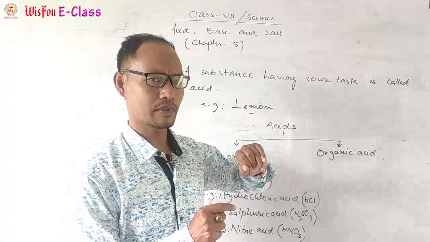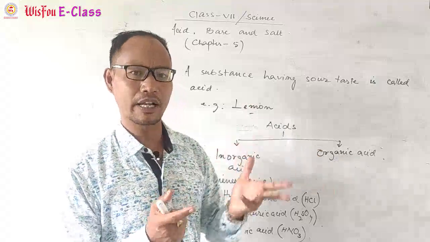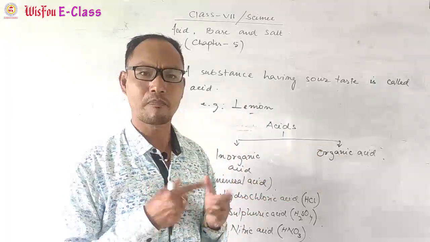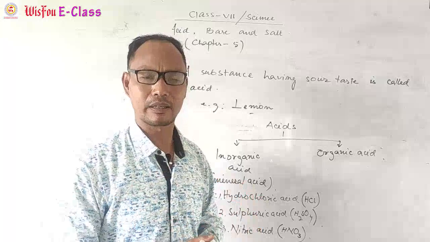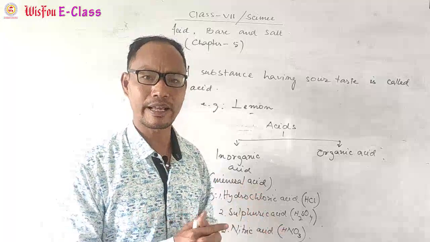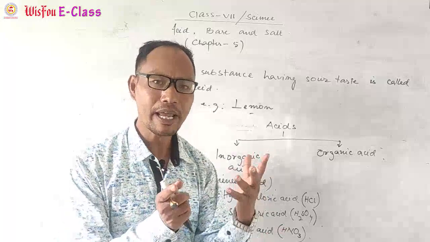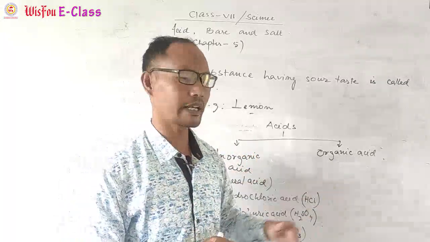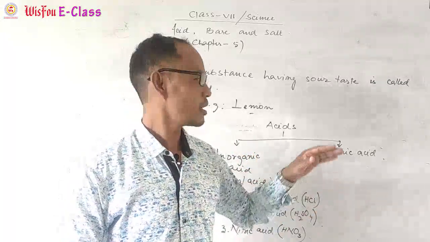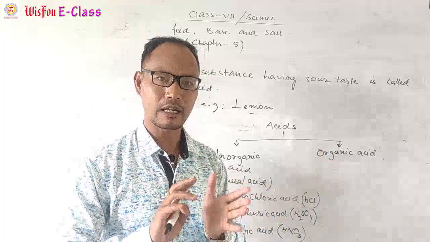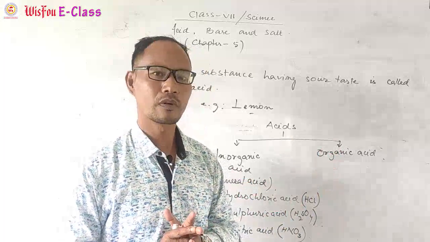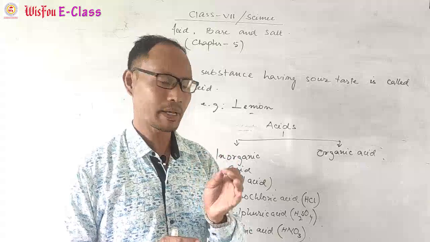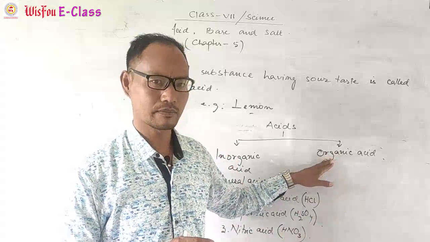In case of orange, peach, pineapple, mangoes, unripe mangoes, tamarind, etc., they contain acids. Those kinds of acids are examples of organic acids, because those acids are present in living plants. That's why we have to call that kind of acid organic acid.